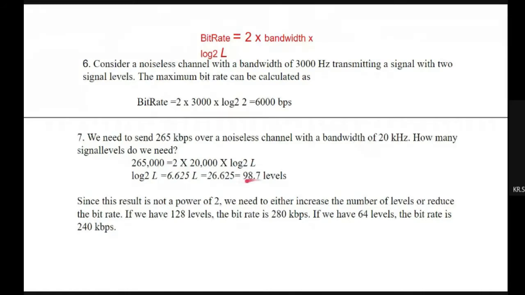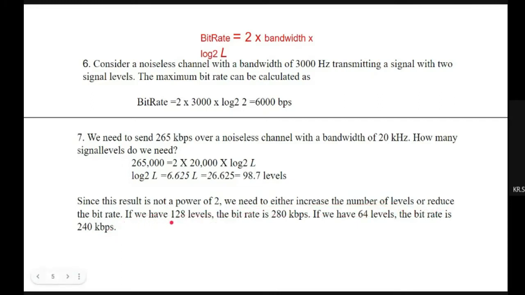98.7 levels. Actually, it's not adequate for this kbps value. We have to increase the power of levels, then only it will be matched. So we can calculate. Since the result is not a power of 2, we need to either increase the number of levels or reduce the bit rate. We can do any one of them.